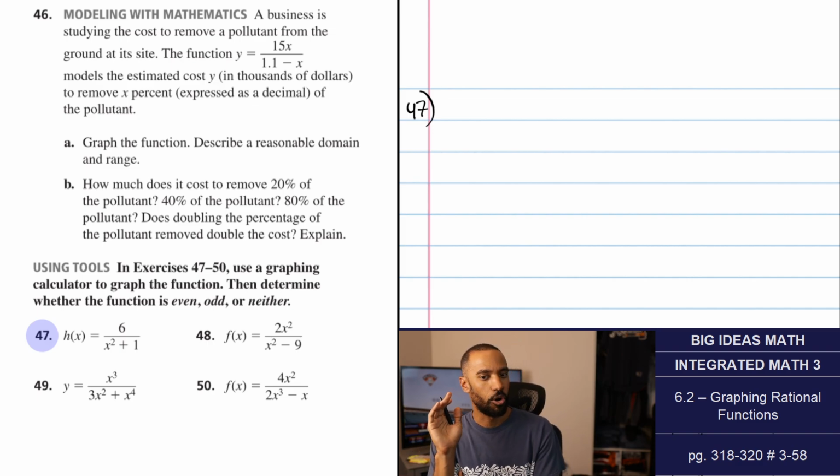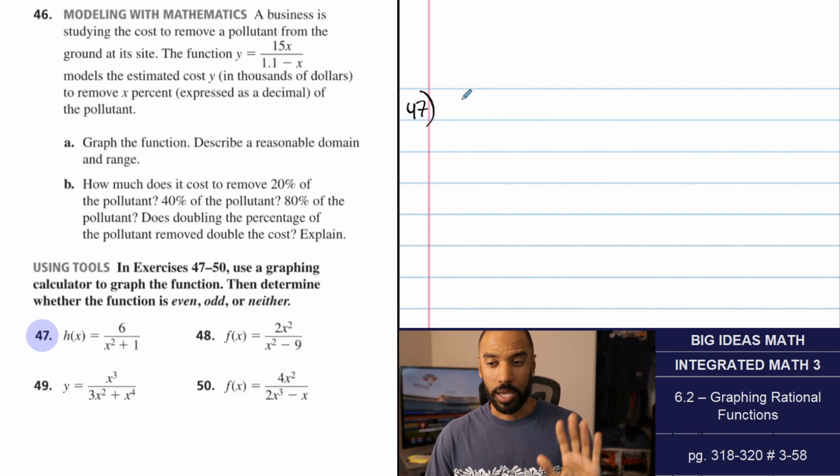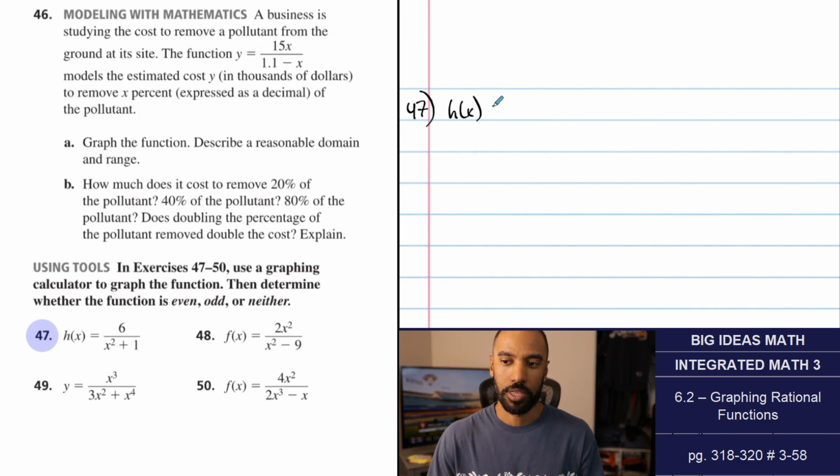I'm digging myself a hole by choosing to graph these by hand if I do, but I'll go ahead and do it. Okay. I'll do it kind of quick. Number 47. The only thing is you're going to learn something new called holes on some of these problems. Honestly, I don't know much to do on this problem.